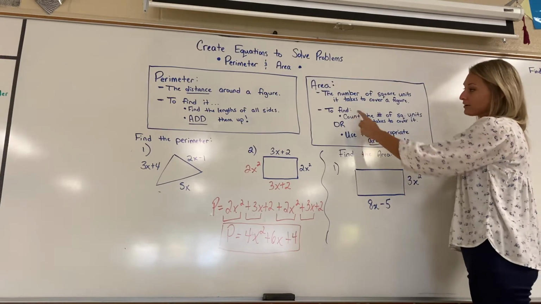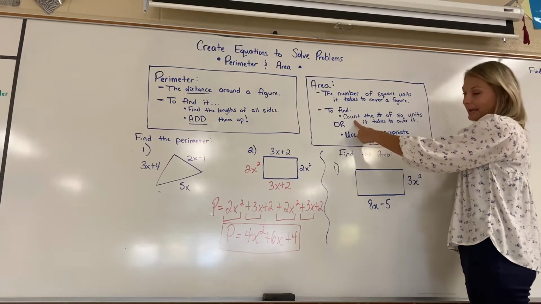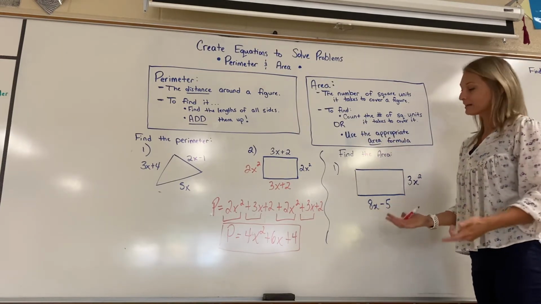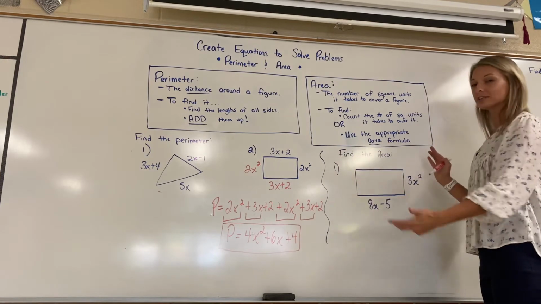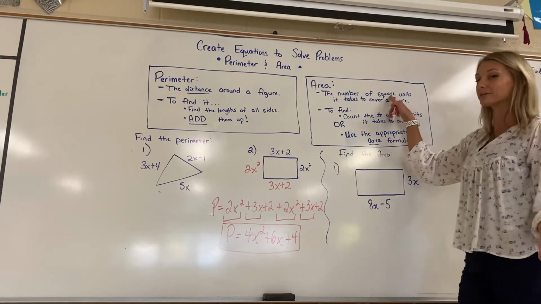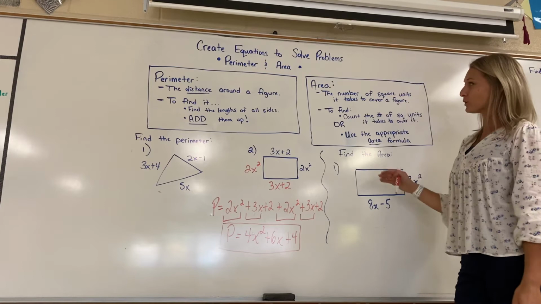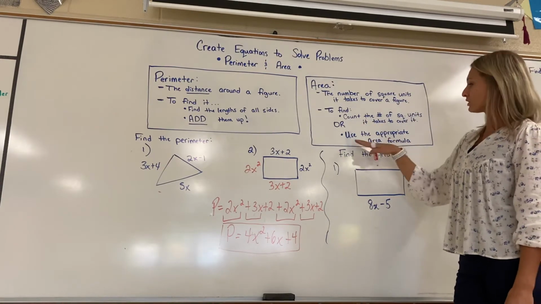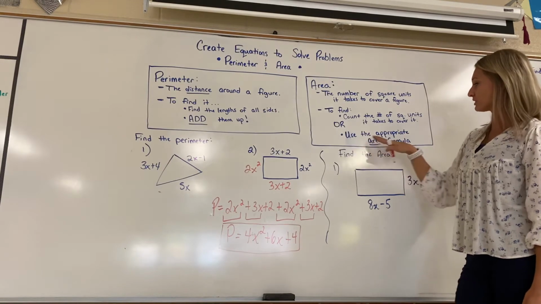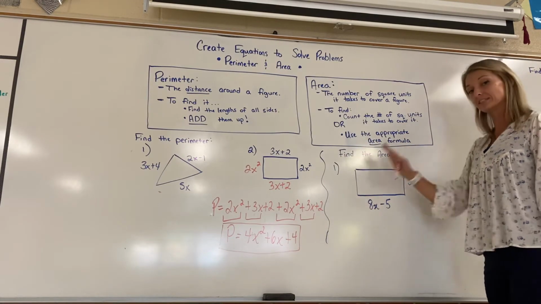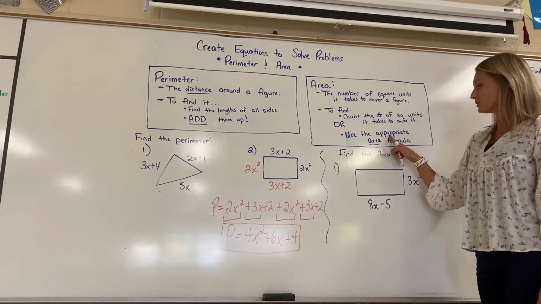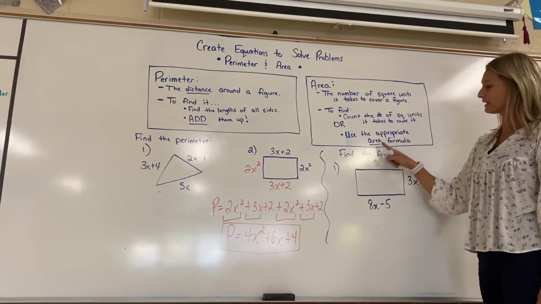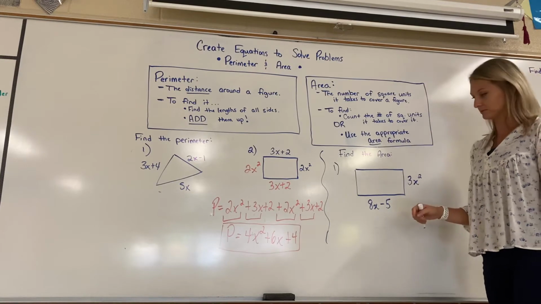One way to find the area is you could just count the number of square units it takes to cover that figure. But a lot of times in real life, we don't have that luxury of being able to count how many squares it takes to cover a figure. And so we're going to talk about the other way to find area, okay? So the other way to find area is you're going to find the area formula that fits that figure, and then you use that formula for it. So that's this part right here. You use the appropriate area formula for that figure, okay?